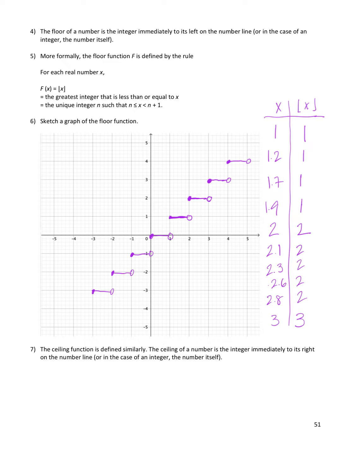The ceiling function is defined similarly, but the ceiling of a number is the integer immediately to its right on the number line, or in the case of an integer, the number itself. The notation for the ceiling function is similar to the notation for a floor, except that instead of having feet, it has little hands at the top. So it's the ceiling of x, and it is the least integer that is greater than or equal to x.